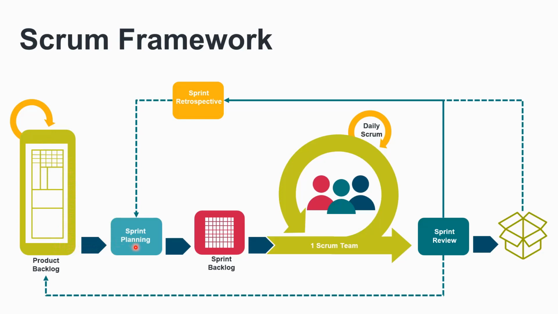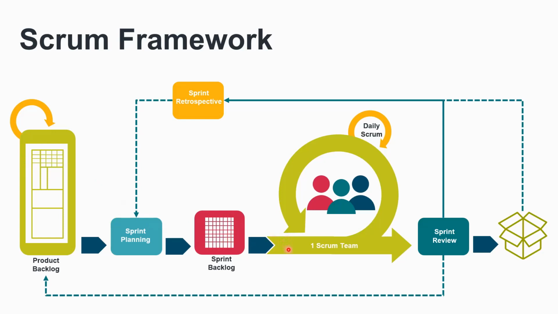After moving to the right, we hit the sprint planning meeting, and this is when the team plans their work. They plan what is to be delivered and how they're going to do it. We take the top of the product backlog and make the sprint backlog out of it. And this is when the sprint actually starts.